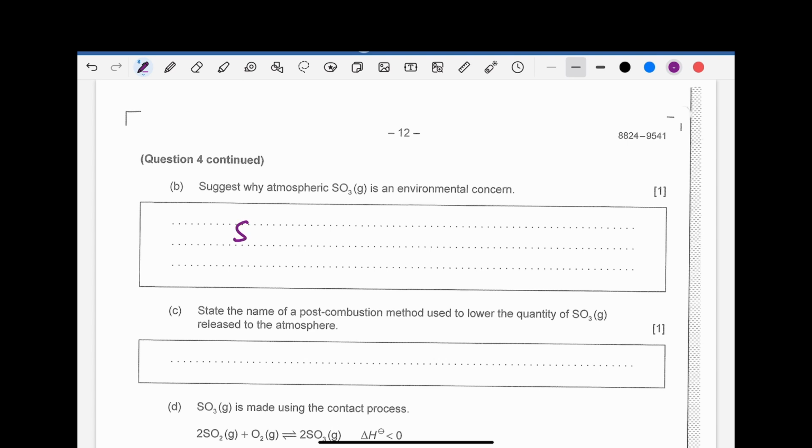Suggest why atmospheric sulfur trioxide is an environmental concern. So sulfur trioxide can react with water during rain and can form sulfuric acid, which can cause acid rain.